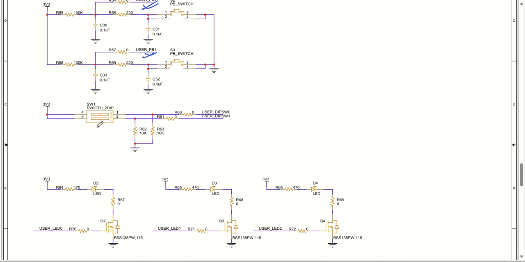We have DIP switches. With the DIP switches, we have DIP switch 0 and DIP switch 1.